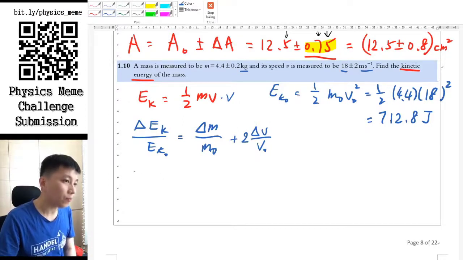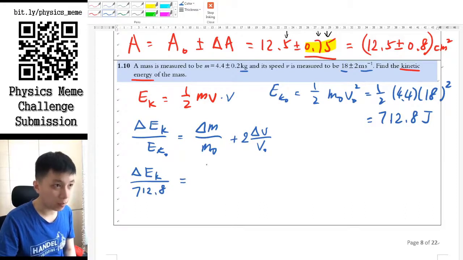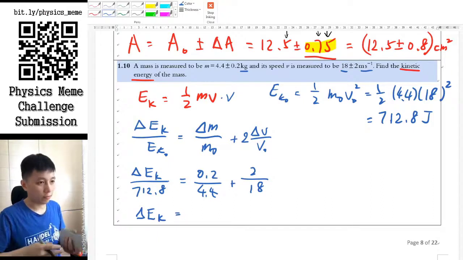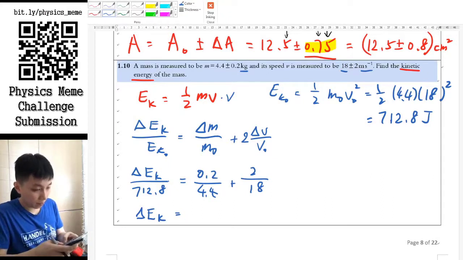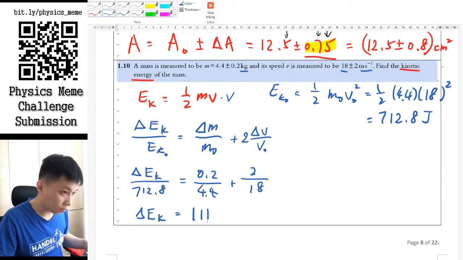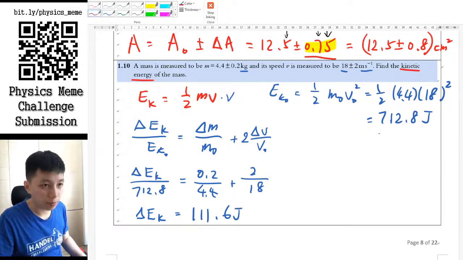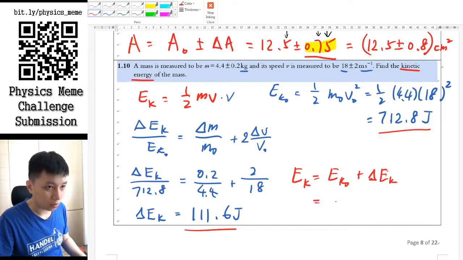Okay, so the next thing is just substitution. You keep the full numbers for now, and then you use your calculator to find the answer. That will be 111.6 joule. So finally, we prepared these two dishes, and let's just put them together. 712.8 plus or minus 111.6.